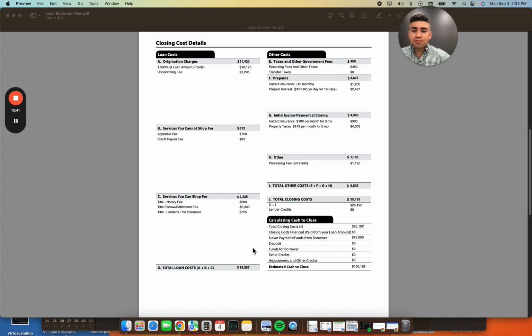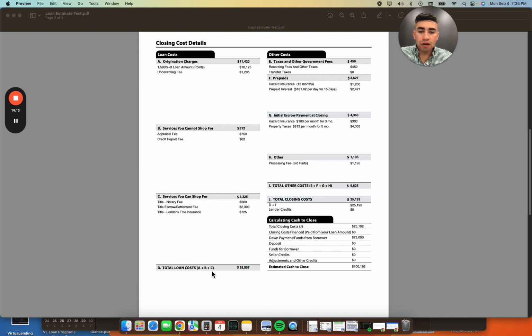Moving on here. So we just covered loan costs. That was section A as in Alpha, B as in Bravo, C as in Charlie. You will see the total down here at the bottom in section D as in Delta. So that will be a sum of all the different fees in sections A, B, and C. Okay, so if you total up these lines here, A, B, and C, that will come out to $15,557. Okay, so that is your total loan cost associated with this loan.